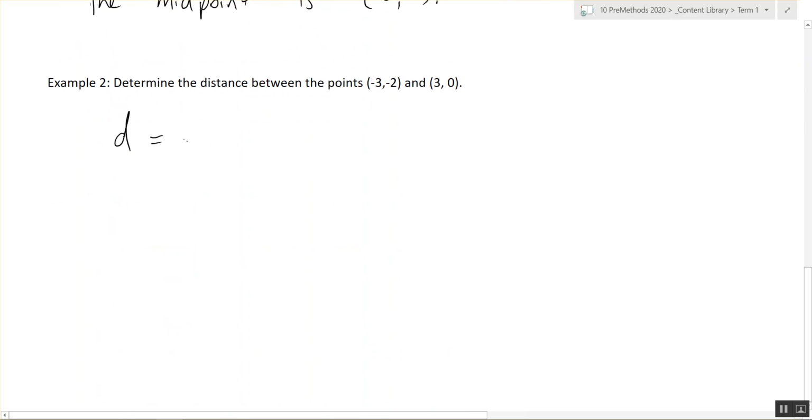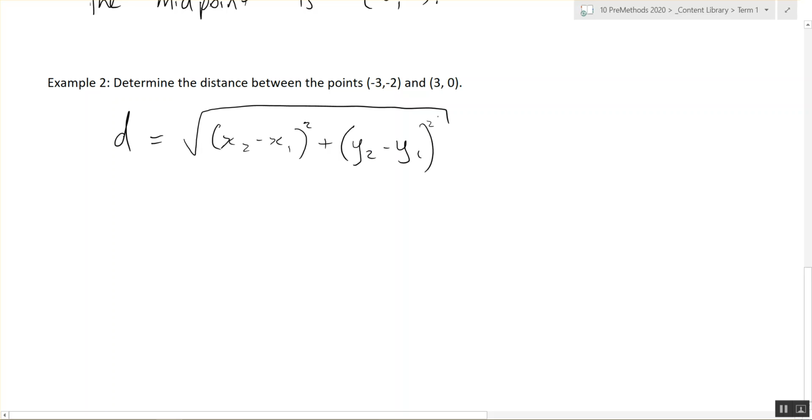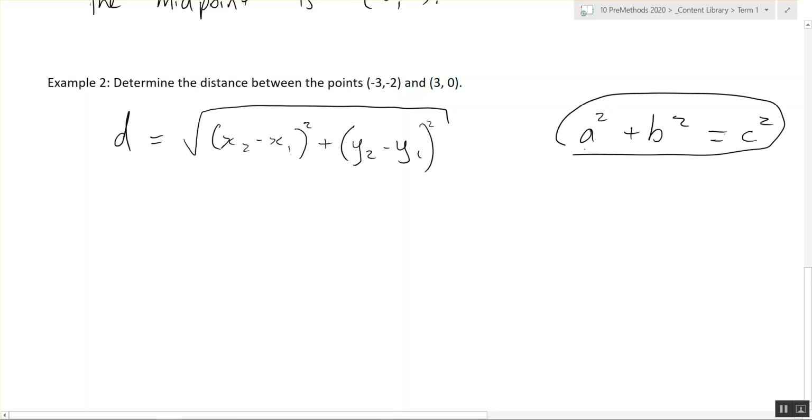Distance equals the square root of x2 minus x1 squared plus y2 minus y1 squared. So this may look very similar to, you may have seen this before. Pythagoras' theorem is what it's known as.